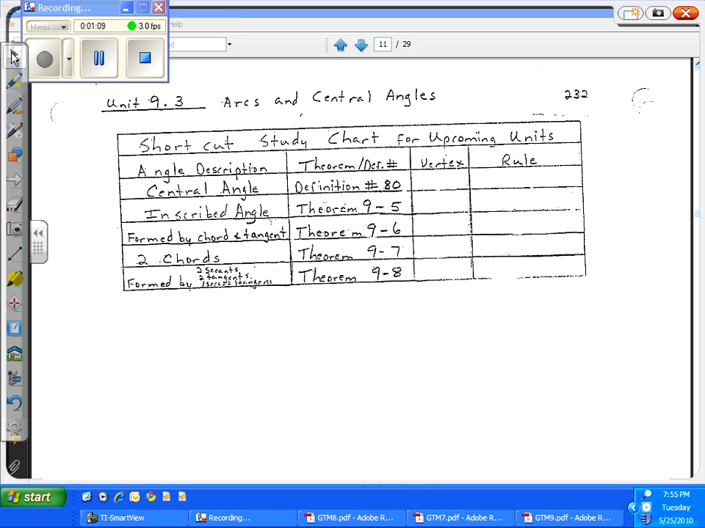So here we go. A central angle. A central angle is an angle whose vertex is the center of the circle and whose sides are radii of the circle. The measure of a central angle is equal to the measure of its intercepted arc. So if that angle is 60 degrees, then that arc measure is 60 degrees.